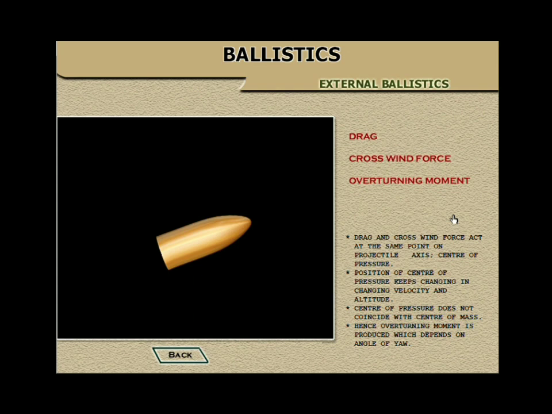Overturning moment. The drag and crosswind force appear to act approximately at the same point on the projectile axis. This point is known as the center of pressure. With constantly changing velocity and altitude of the projectile, the position of the center of pressure also varies. For all conventional projectiles, the center of pressure does not coincide with the center of mass, so these combined forces produce an overturning moment dependent on the angle of yaw.